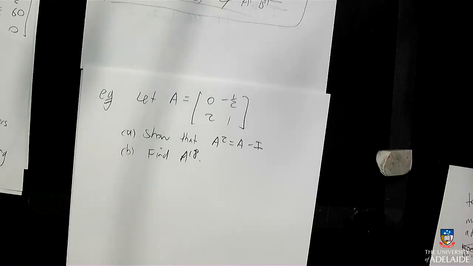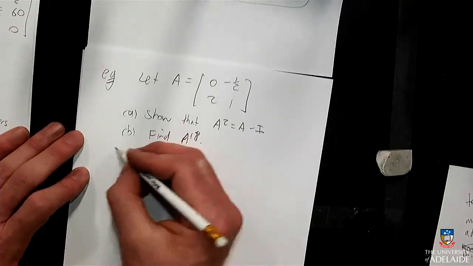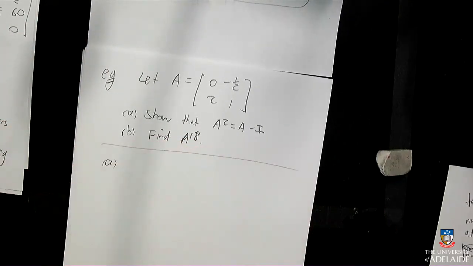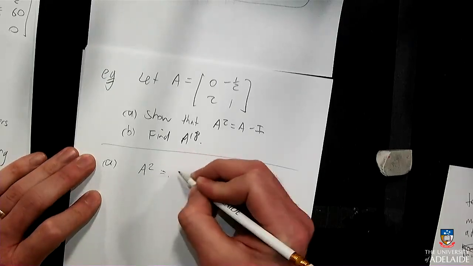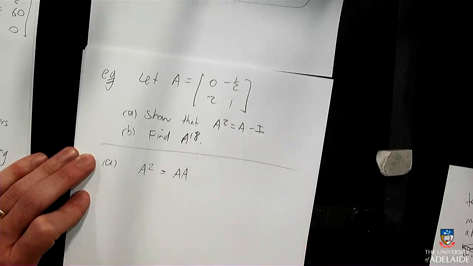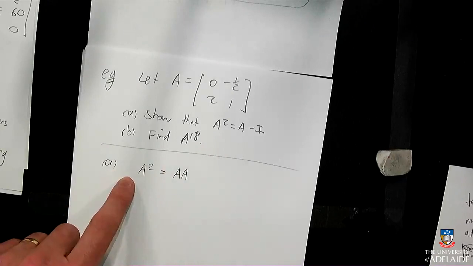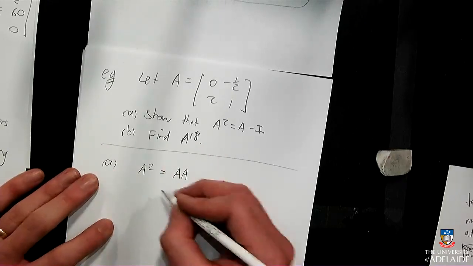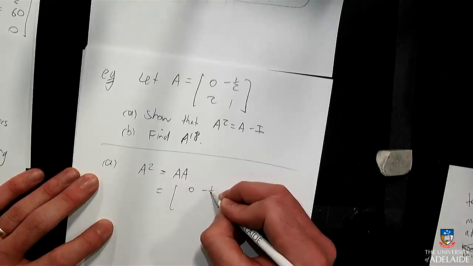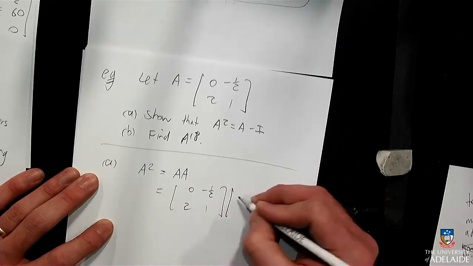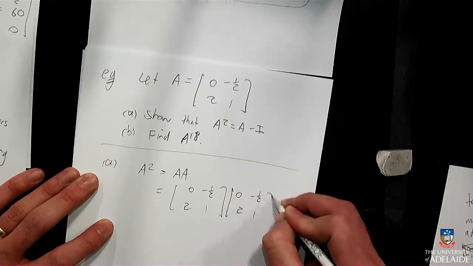So let's see. A. Well, the only way I can show that a squared is equal to a minus I is to figure out what a squared is and figure out what a minus I is and notice that they are the same. So let's find it. A squared is the same as a times a. That's what a squared means. And what I'm doing is I'm calculating what a squared is, so I should start with a squared equals so that I can tell the reader that that's what I'm interested in. And a times a is 0, minus a half, 2, 1, times 0, minus a half, 2, 1.